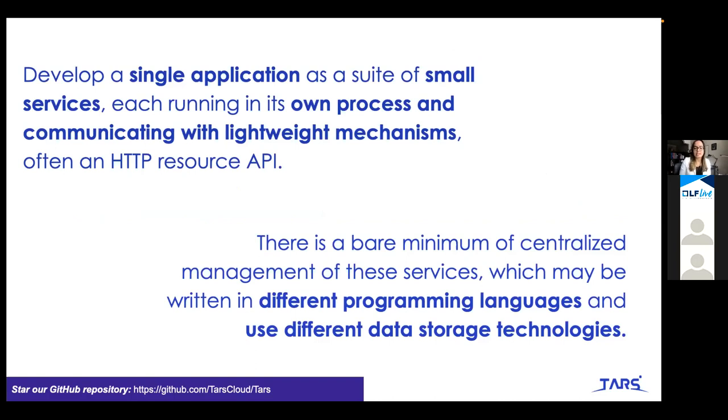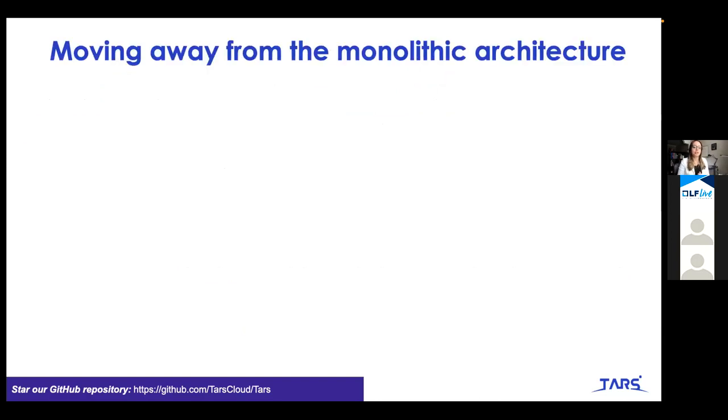With microservices, developers can develop a single application composed of very small interconnected services, each running its own process, and they often communicate with lightweight mechanisms such as an API. There is a bare minimum of centralized management of these services, and they can be developed using different programming languages and also different data store technologies. Microservices are often compared to traditional monolithic software architectures.